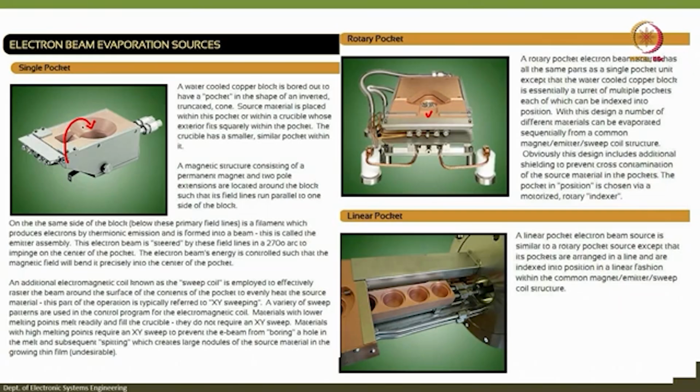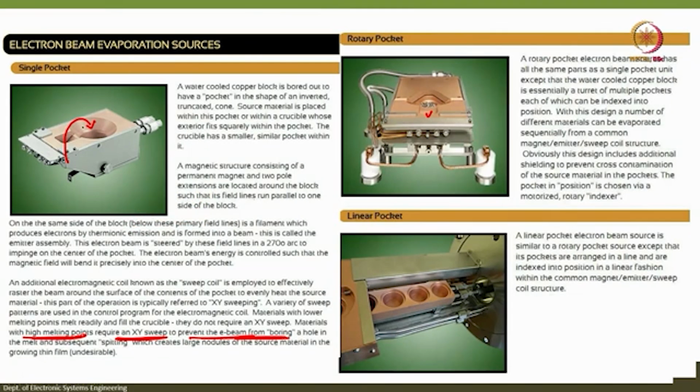Materials with lower melting points melt readily and fill the crucible. They do not require XY sweep, but materials with high melting point, and this is a very important point, require the XY sweep to prevent the electron beam from boring a hole. Because if you just keep on using the electron beam at one particular spot on the material, it will start taking out the material in this fashion, for materials of high melting point. If your electron beam is only focused on one point, it will form a hole, and that is what we do not want. So, in that case you use the XY sweep.